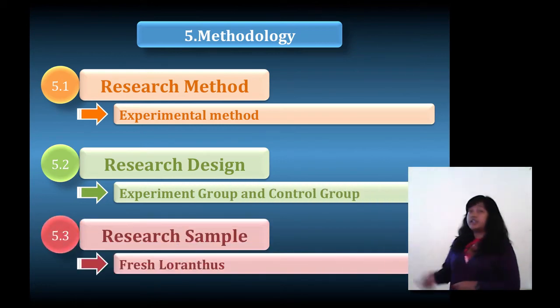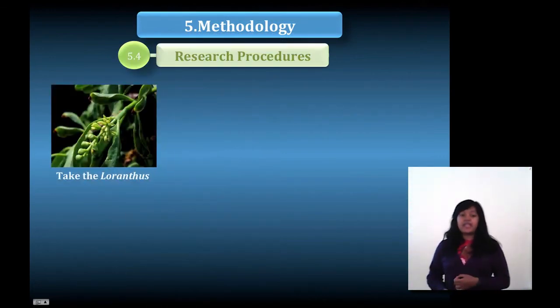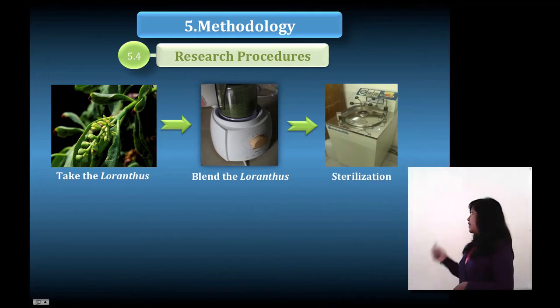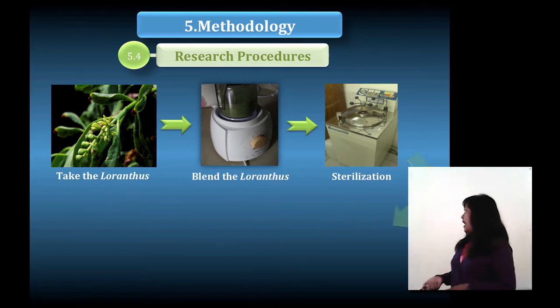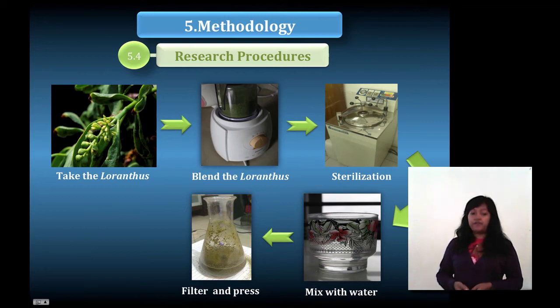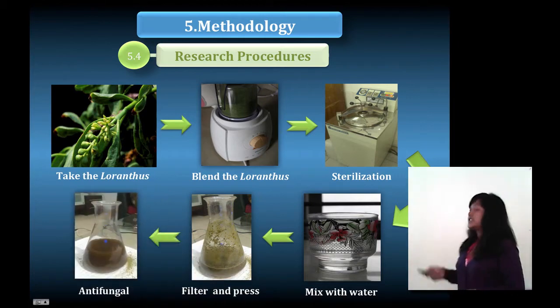And this is the research procedure. First, we take the Loranthus from its tree and we blend it together. And we do the sterilization to sterilize the media itself. And then we mix with water by the comparison 1:5. After it made this, we filter and we press, and this antifungal is ready to use.